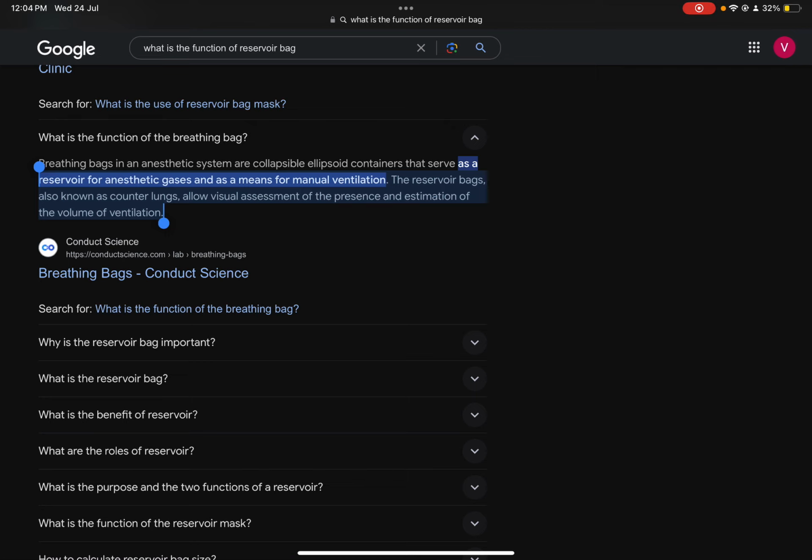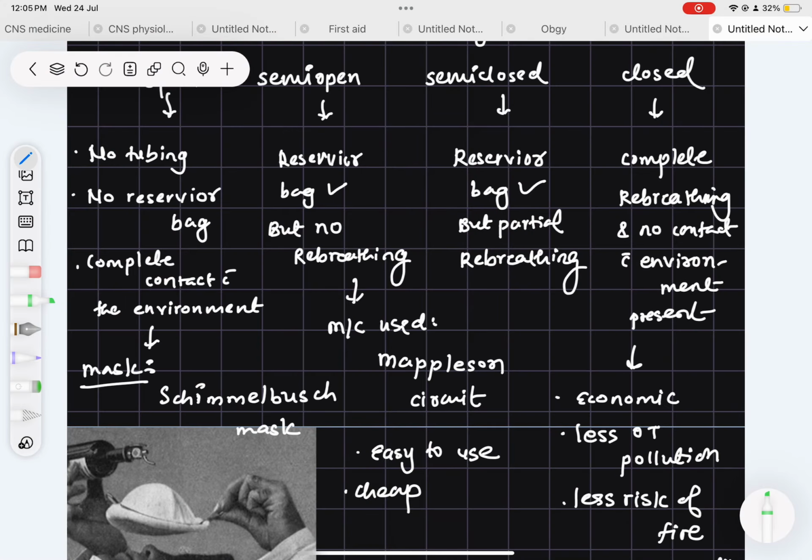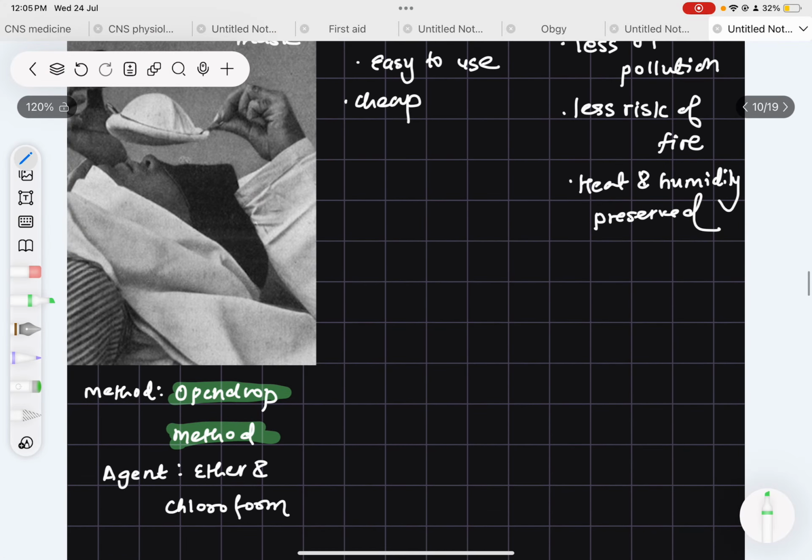So reservoir means there will be some accumulated concentrated gas there. If needed by the patient, it can take from that. And for manual ventilation also, plus we can also monitor the patient's ventilation by allowing visual assessment of the presence and estimation of the volume of the ventilation. So this is actually the use of the reservoir bag.